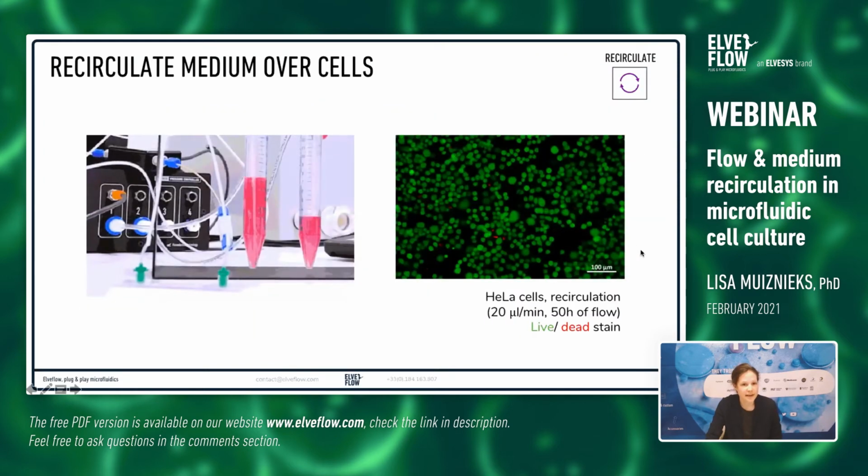So here is an example where recirculation was used to keep HeLa cells cultured in a microfluidic chip for over 50 hours. Live dead staining shows the majority of cells are alive, stained green with calcein.